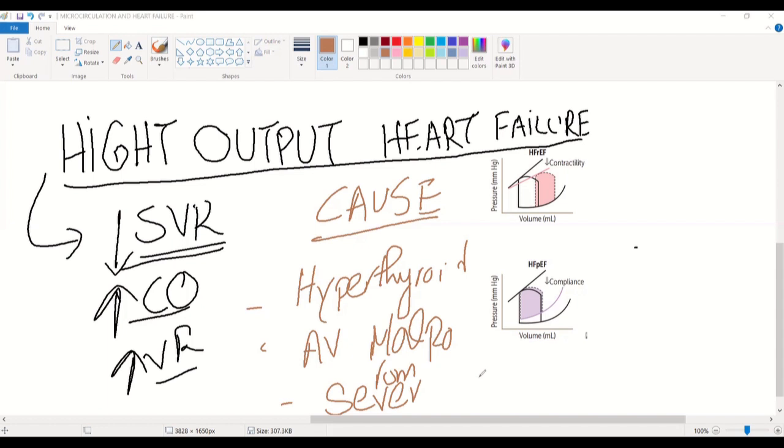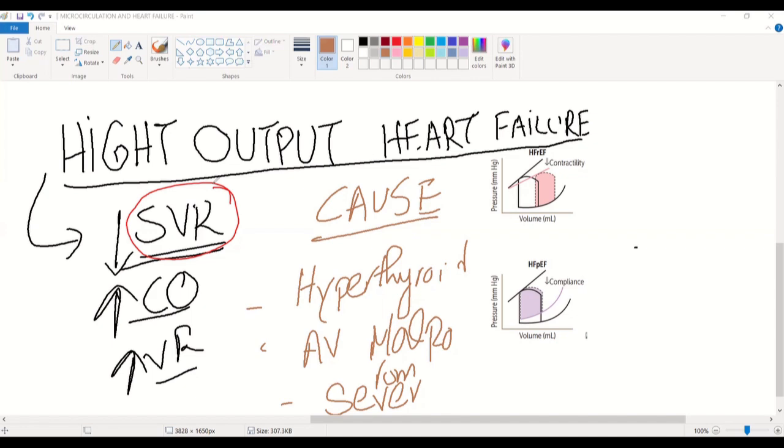I have a small doubt. What is the difference between SVR and VR? SVR is the systemic vascular resistance, which you can say is the peripheral resistance. And venous return is the amount of blood that returns to the heart. Understood. Okay.